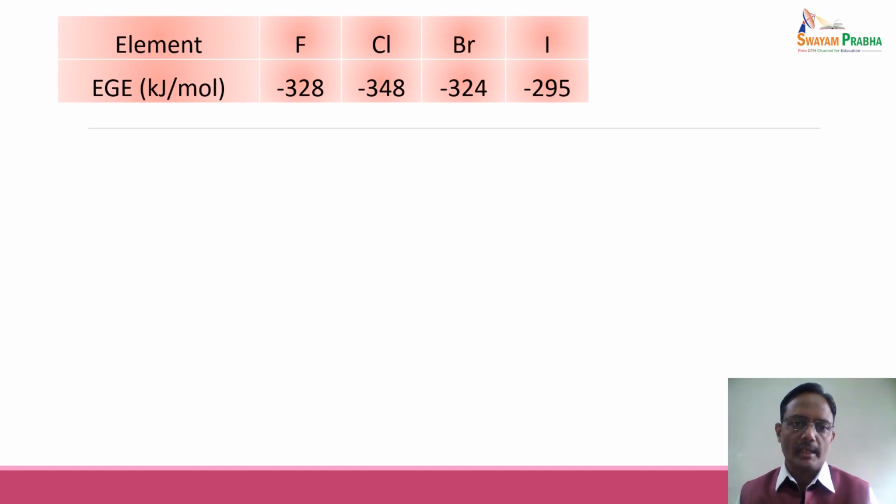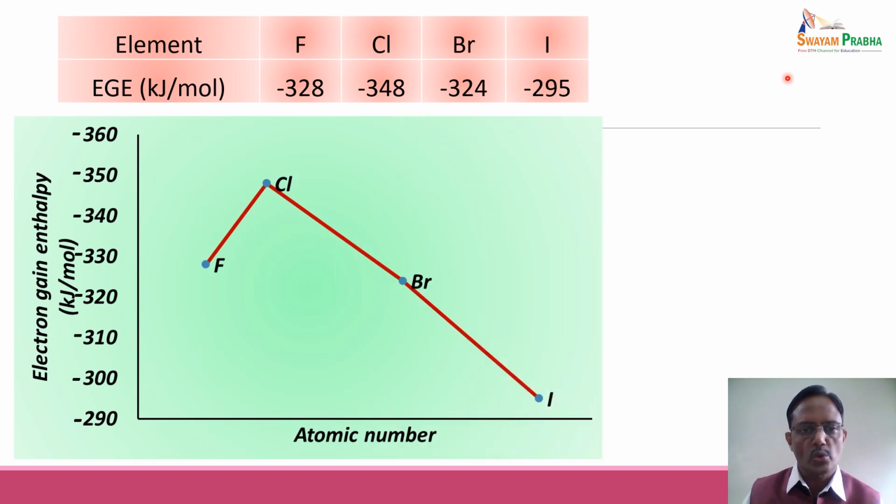Now there is an anomaly in case of the halogen elements. We can see that for chlorine, bromine and iodine, there is a continuous decrease in the values of electron gain enthalpy, but fluorine has got some different value than expected. This can be shown graphically by this particular graph.